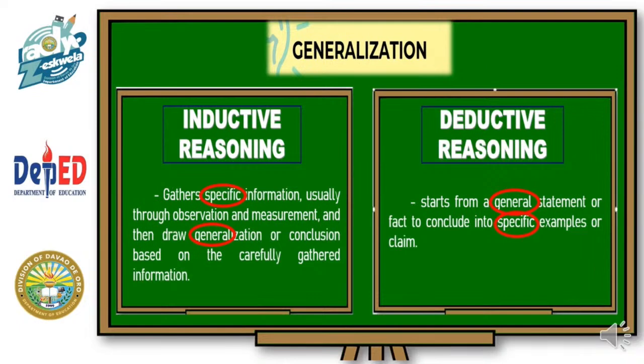Or simply remember the key terms in each reasoning. For inductive reasoning, it is from specific to general, while for deductive reasoning, the statements come from general to specific.